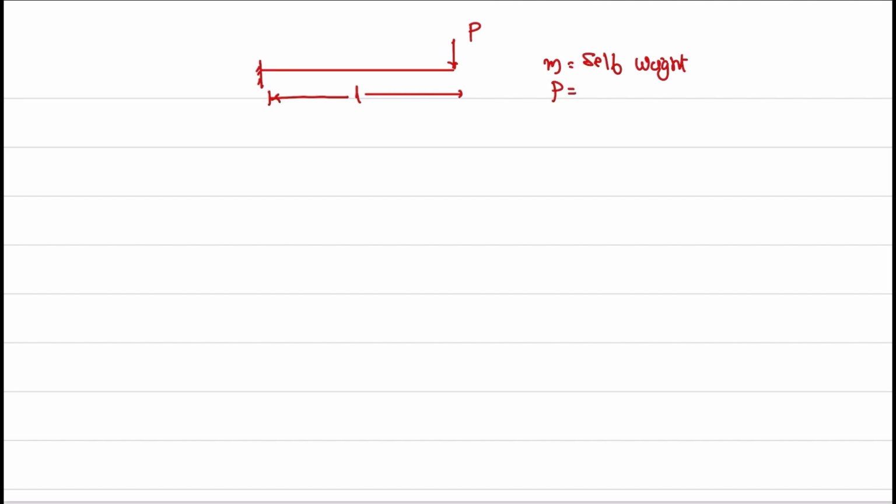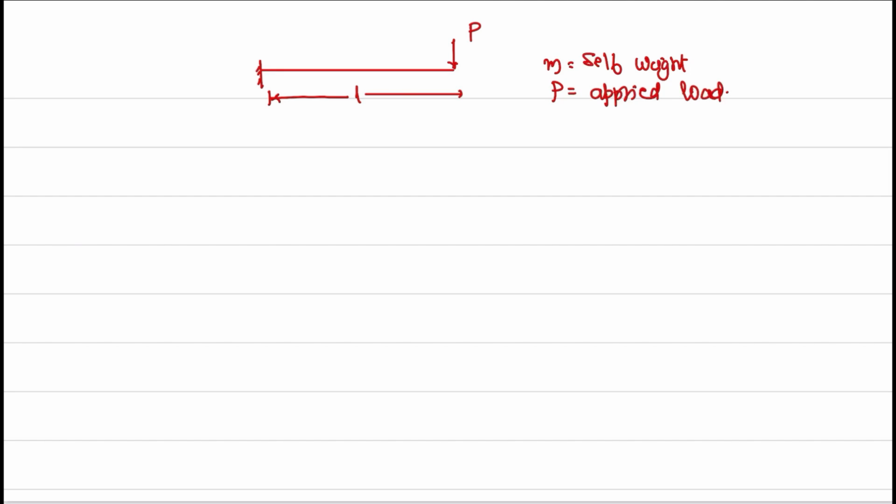A cantilever beam is a beam which is fixed at one end and free at the other end, and a point load P is applied at the free end of the cantilever beam of length L. m is equal to the self weight, and P is equal to the applied load, both in the same units.